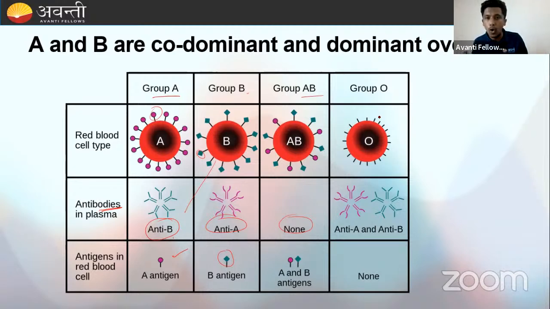Whereas when it comes to O blood group, you can see that they have both anti-A and anti-B antibodies in their plasma, whereas they don't have any antigens on their blood surface. That is why O blood group people are called universal donors, where they can donate to A, B as well as AB, whereas they cannot accept blood from individuals having different blood groups. Understood? So these are the possibilities.